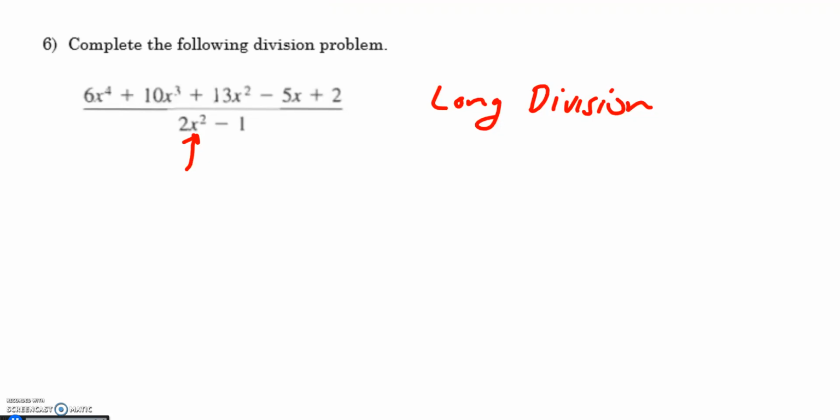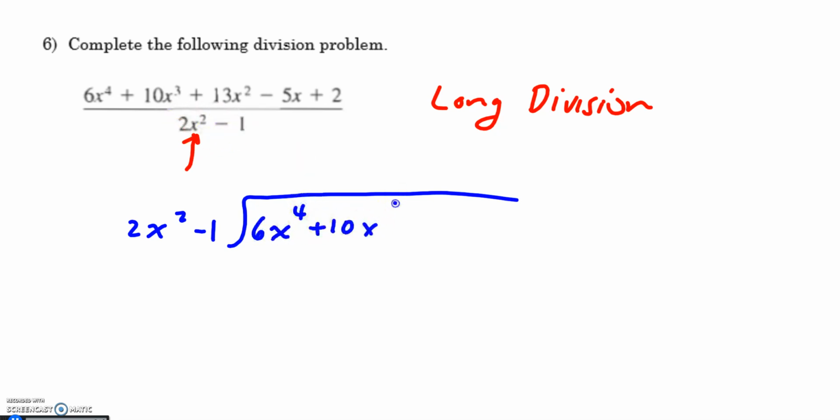We're going to start here with number 6, and we're going to be doing long division because my divisor is a quadratic and we cannot do synthetic division unless this is linear. So I'm going to set this problem up and I want to show all my steps so that you can check your work just in case there was a mistake in there.